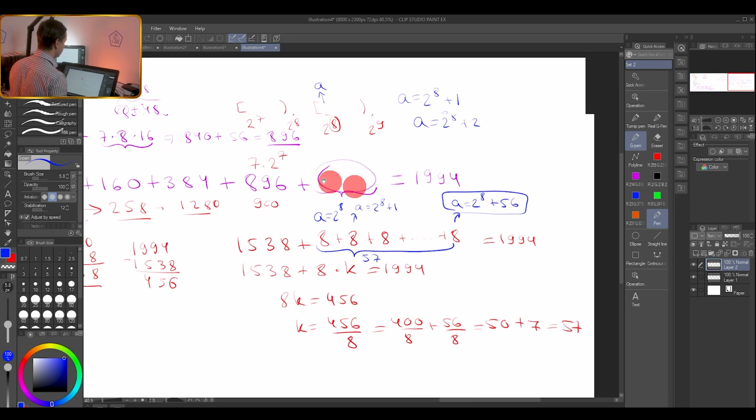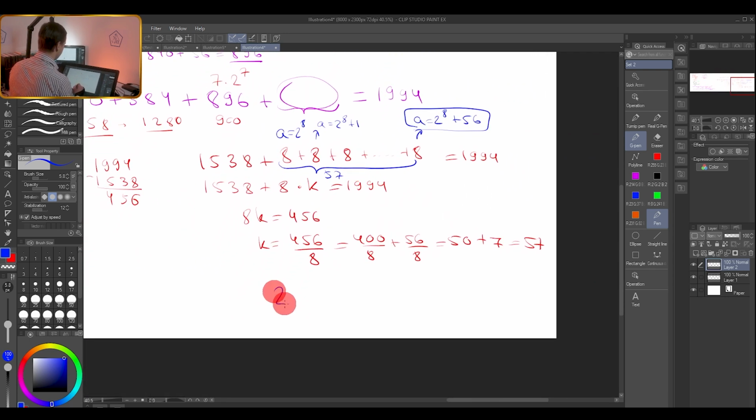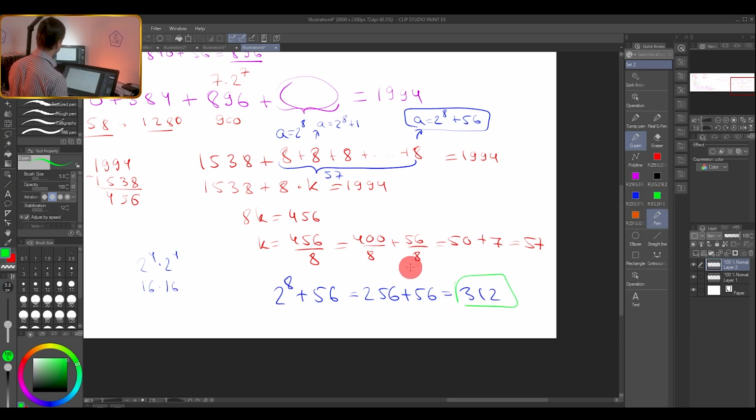2 to the power of 8 plus 56. Let's remember, what is 2 to the power of 8? It will be 2 to the power of 4 times 2 to the power of 4. So 16 times 16, 256 plus 56. It will be 312. And 312 is the right answer.